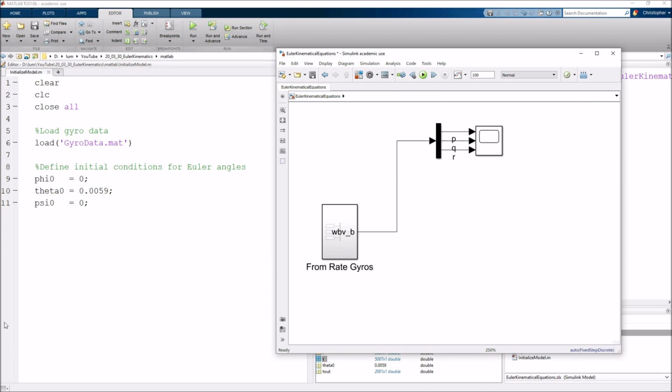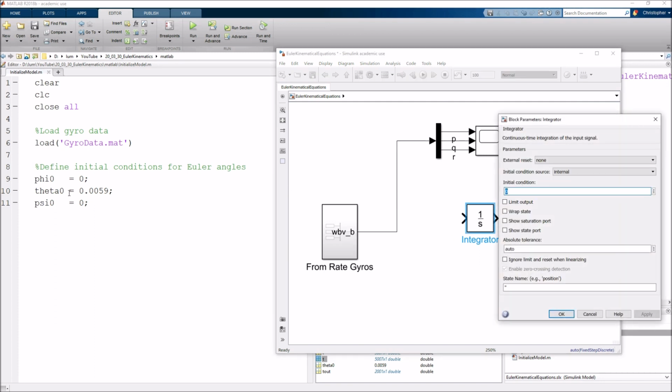So that shouldn't be too bad. I think we said all we're going to need to do is start with an integrator, right? That's what we said earlier. So I'm just going to ask for an integrator here. Let's go ahead and set the initial conditions to be these initial conditions here of phi, theta, psi. So this is going to be phi 0, theta 0, and psi 0 as a vertical vector.